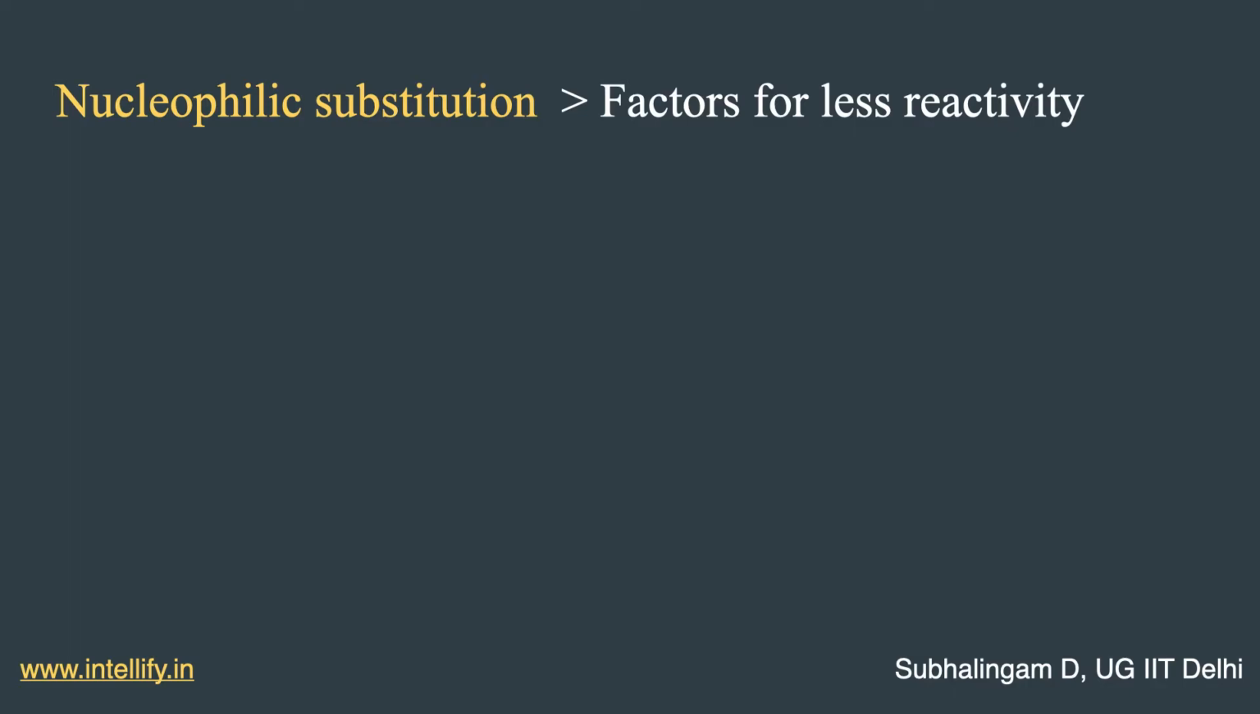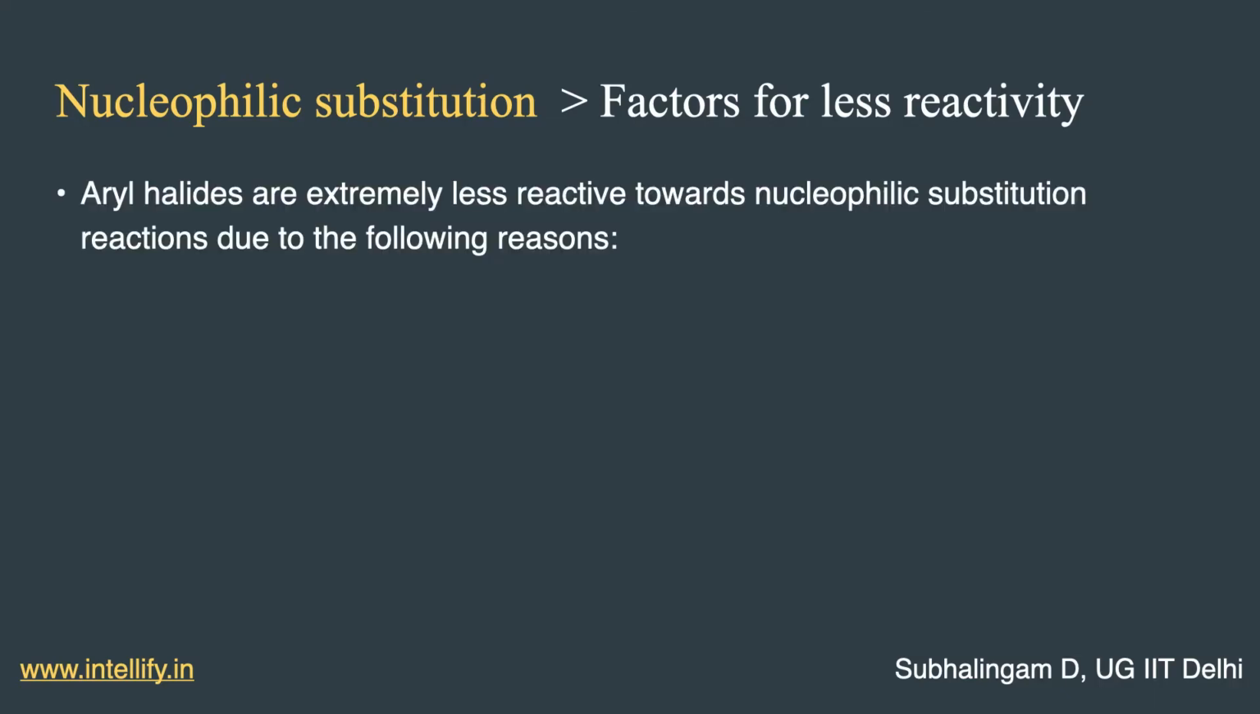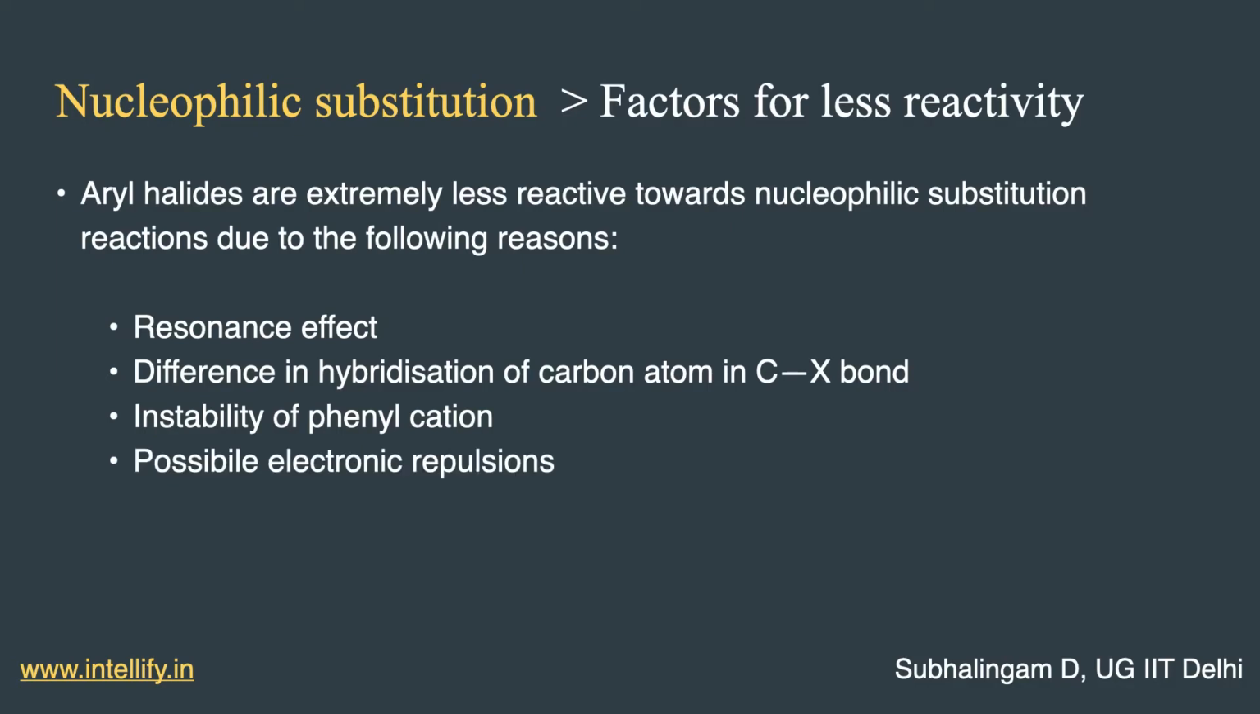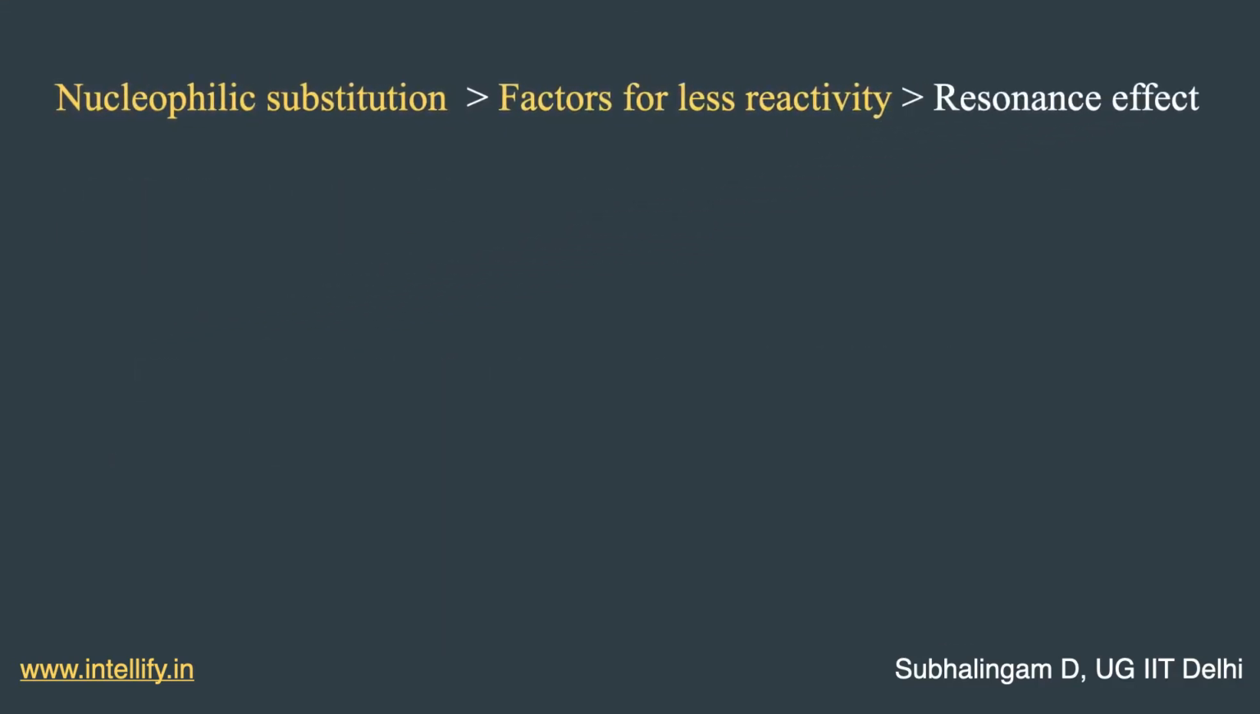Haloarenes don't undergo nucleophilic substitution reactions easily. So what are the factors that are responsible for this less reactivity? Let's look at them one by one now. I will highlight that haloarenes are extremely less reactive towards nucleophilic substitution reactions due to the following reasons. Resonance effect, that is the first one. Second is due to the difference in hybridization of carbon atoms in the C-X bond, instability of phenyl cation, and possible electronic repulsions. Let's look at all of these in great detail now, starting with resonance effect.